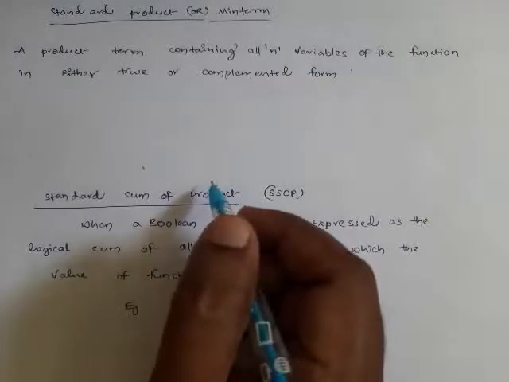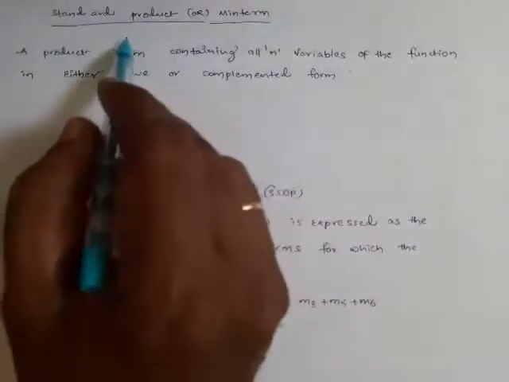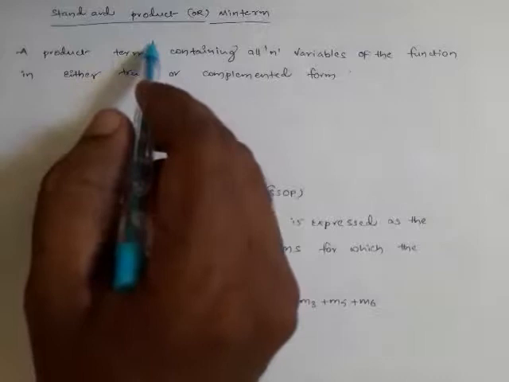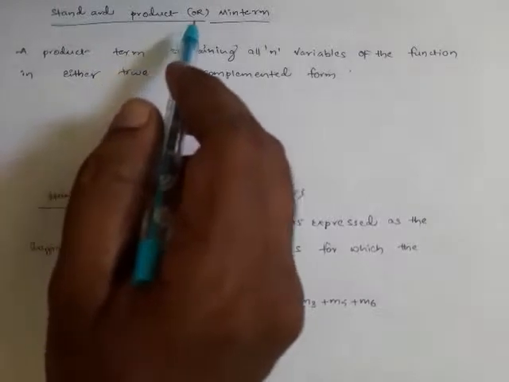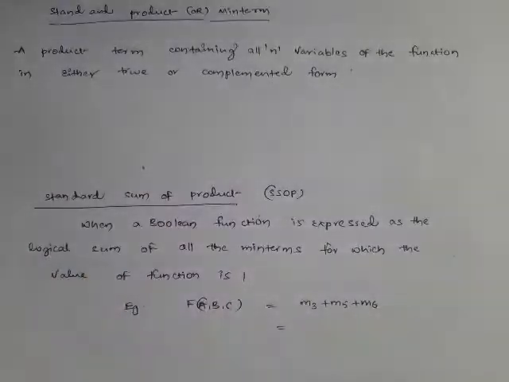Now we are defining one more product term, called the standard product term, or it is also called a min term. So what is a standard product and how is it different from a normal product term? A product term containing all n variables of the function in either true or complemented form is called a standard product.